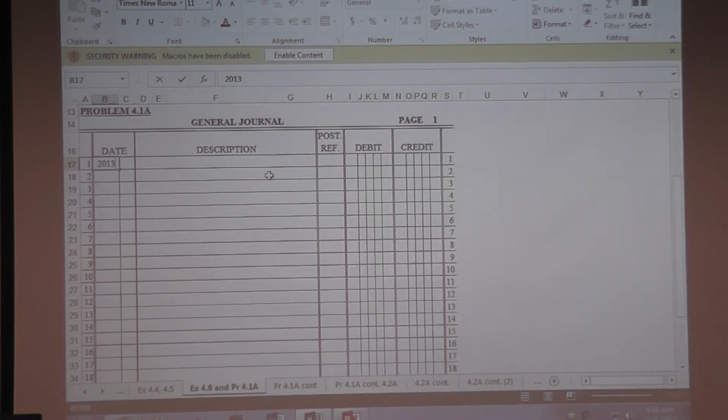So our very first transaction is on September 1st. So we go just below the year and we put in September 1st. So then now we start down our list of transactions. September 1st, we issued check 1169 for $1,400 to pay the September rent.